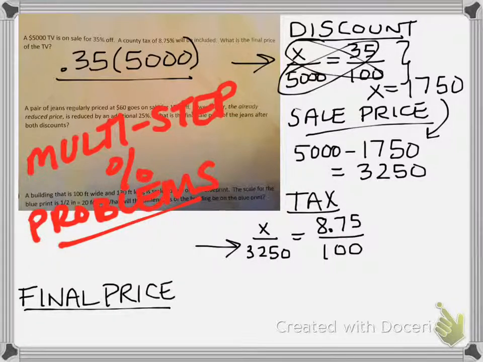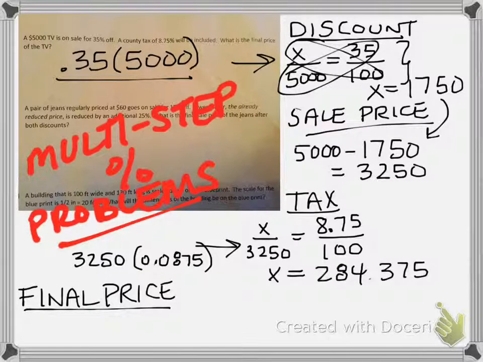Again, we're going to cross multiply this to calculate the tax, or if you do prefer to use the decimal multiplication, this is a situation where you can actually use the 3,250 times 875 10,000ths, or 0.0875. Either way, you're going to get a value for the tax of $284.375. Of course, with money, we're only going to go to the nearest penny, so that'll round to $284.38.